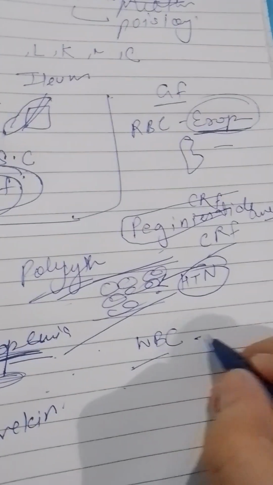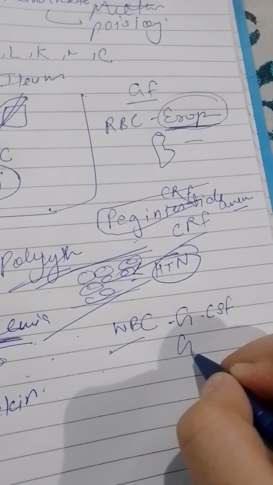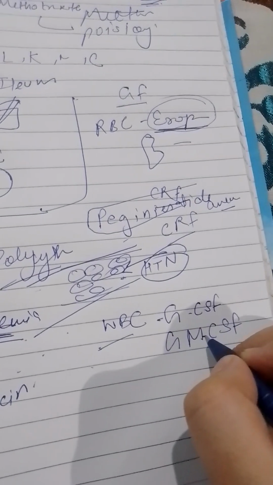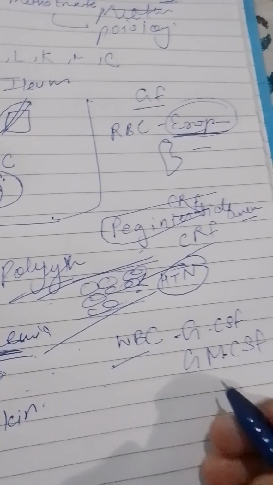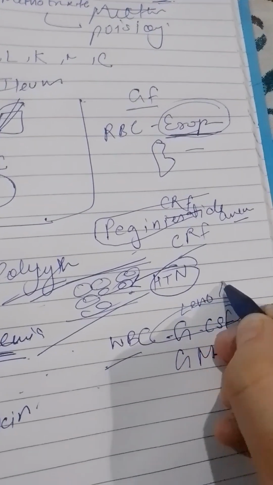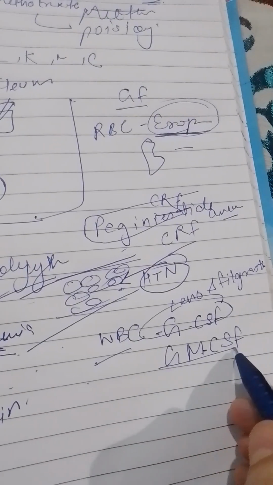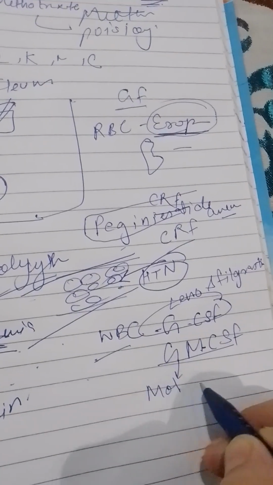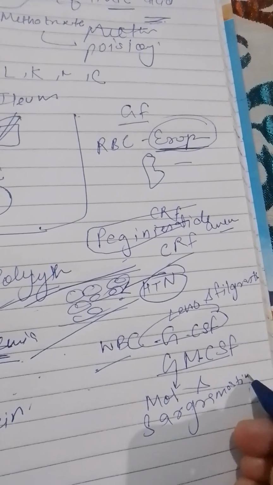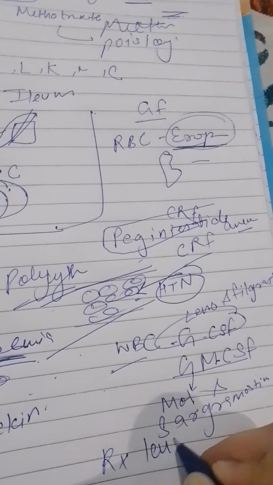Then what else, there is WBC also. So the WBC growth factors are granulocyte colony stimulating factor, or granulocyte monocyte colony stimulating factor. So basically these are recombinant drugs. For G-CSF that will be filgrastim, and for GM-CSF there will be sargramostim. These are the agents which are used in the treatment of leukopenia.